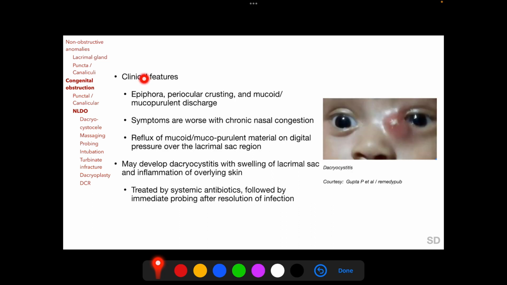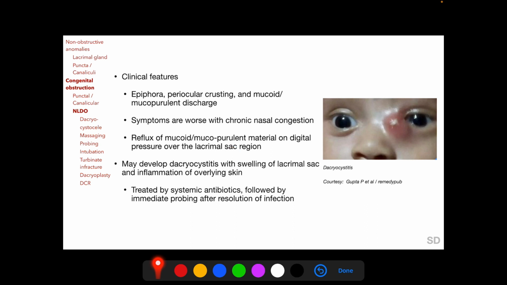Clinical features of CNLDO include epiphora, mucoid or mucopurulent discharge, and crusting of the eyelid margins. The symptoms are worse with chronic nasal congestion, because the congestion also involves the mucosa of the nasolacrimal duct. And as we have discussed, reflux of mucoid or mucopurulent material can be detected through the puncta on digital pressure over the lacrimal sac region.